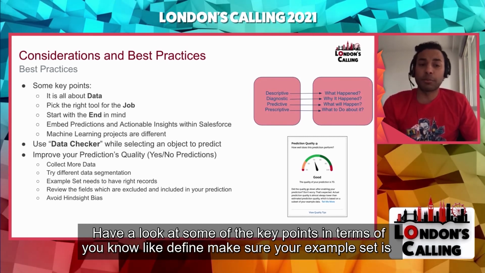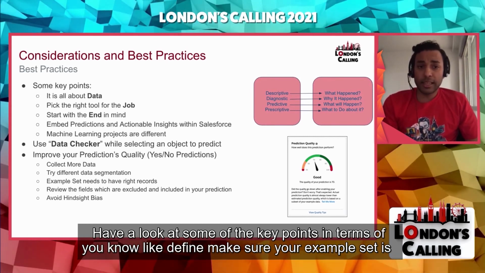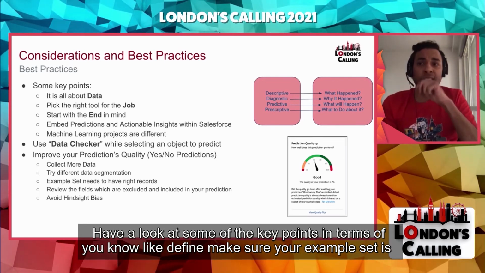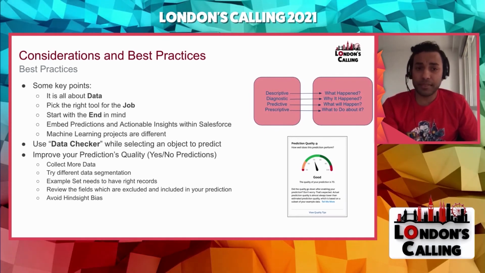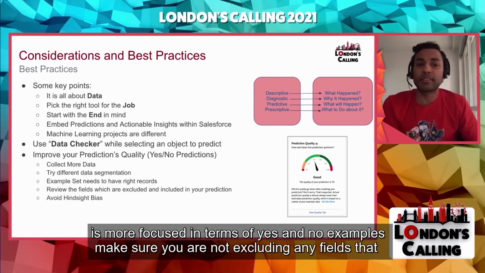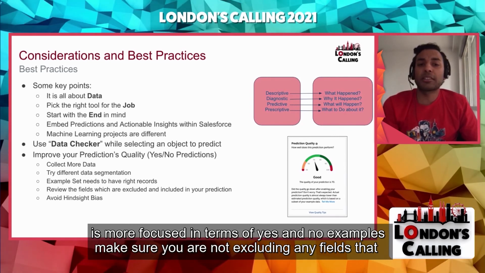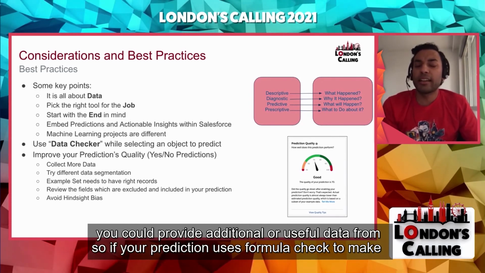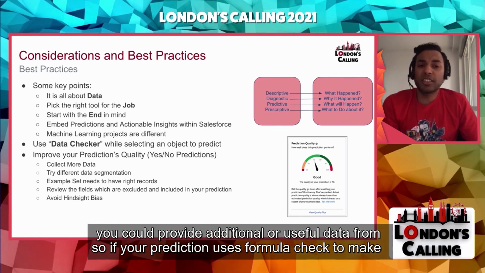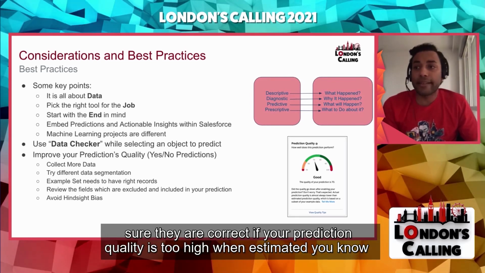Have a look at some of the key points. Make sure your example set is more focused in terms of yes and no examples. Make sure you are not excluding any fields that could provide additional or useful data. And if your prediction uses formulas, check to make sure they are correct.